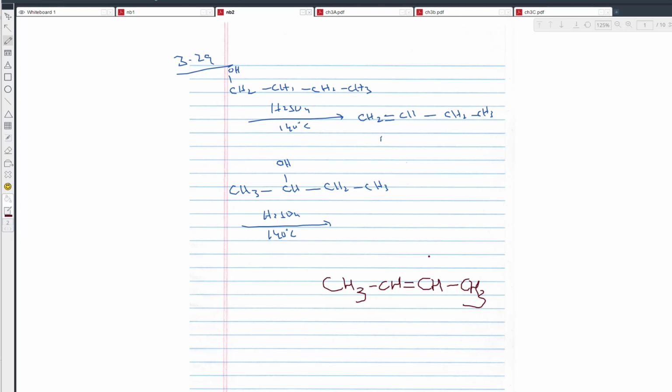Yes, you're right. 2 butene, because for the major product, you have to remove the hydrogen from that carbon which has less hydrogen. 2 and here 3. Is it clear?